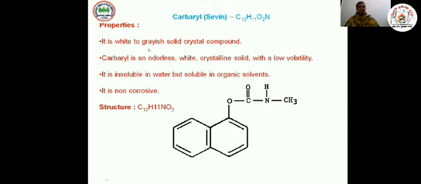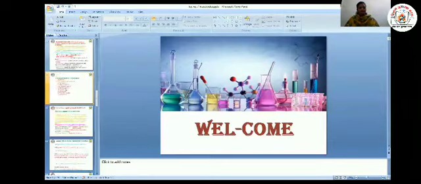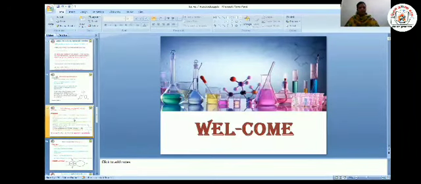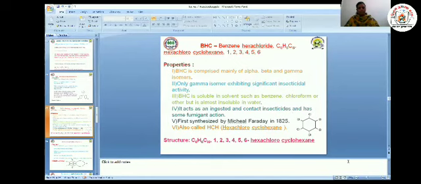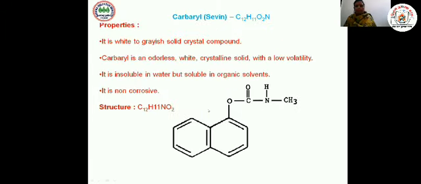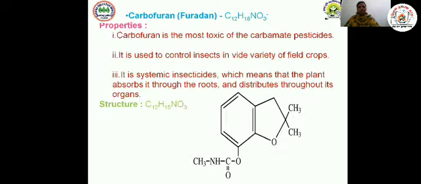See the examples. First is carbaryl, C12H11O2N. It is a whitish to grayish solid crystal compound. Carbaryl is an odorless white crystalline solid with low volatility. It is insoluble in water but soluble in organic solvents. Then it is non-corrosive. C12H11NO2. This is the structure of carbaryl.